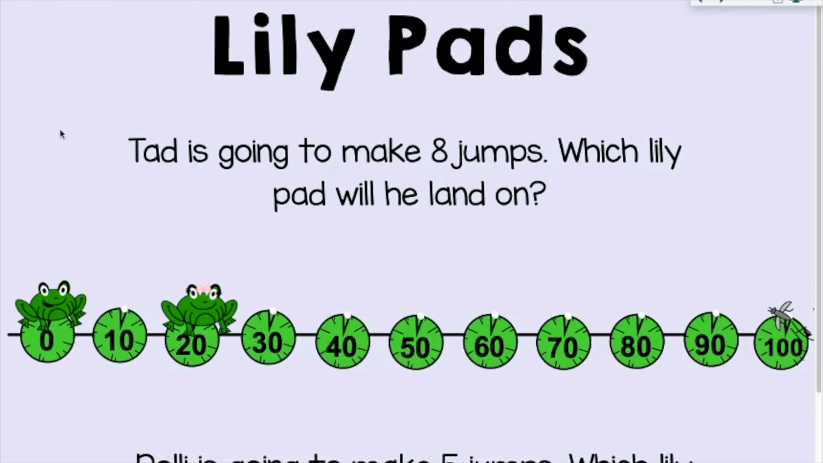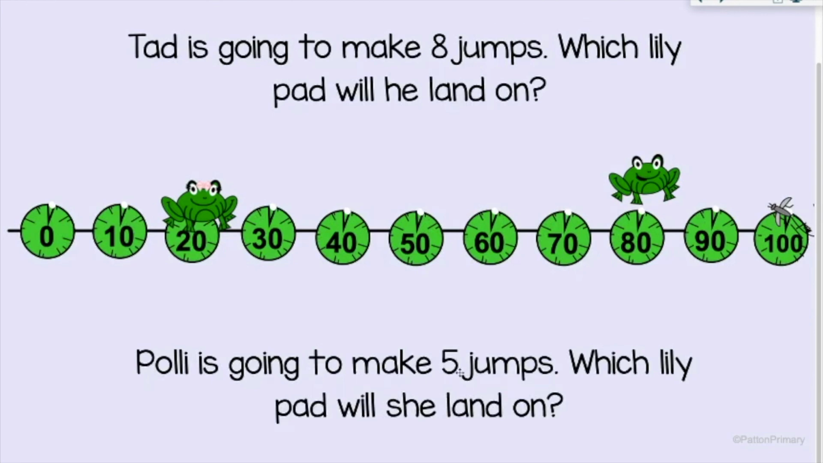Tad is going to make 8 jumps. Which lily pad will he land on? So here's Tad. Tad's at 0, and he's going to make 8 jumps. Pause the video and jump with your fingers or jump with your eyeballs. And when you've got your answer, share it with someone. I'm going to jump Tad 8 times. 1, 2, 3, 4, 5, 6, 7, 8. Where's Tad now? Tad is at 80. 8 jumps, 80.